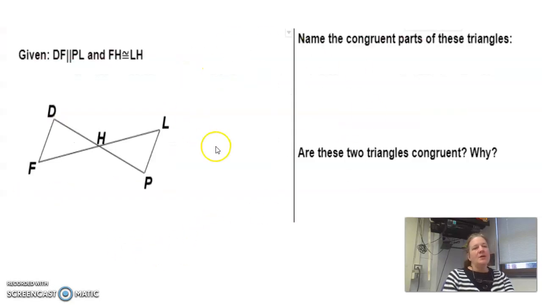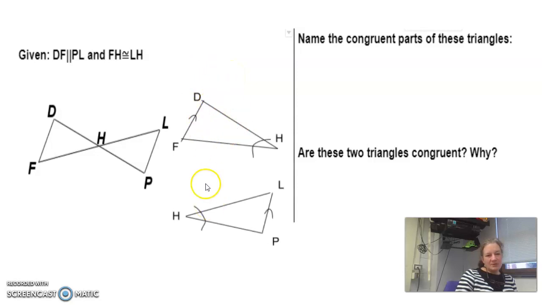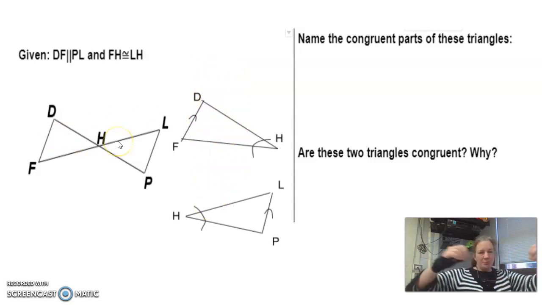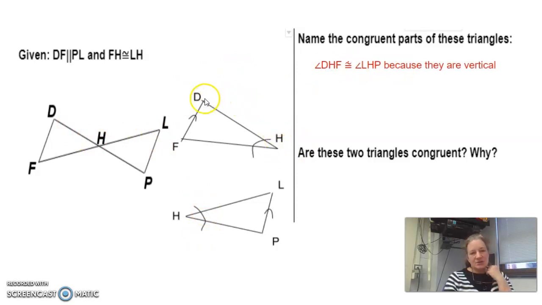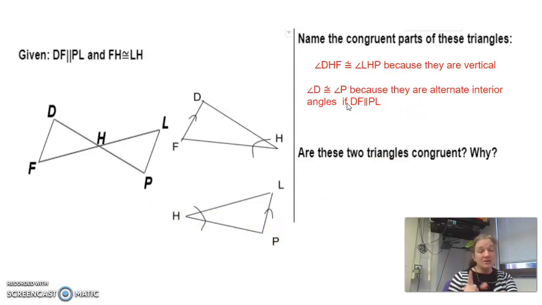There we go. So now I'm looking at these two triangles. I'm going to separate them, just pull them apart. I know that angle H is congruent to angle H because of vertical angles. I need to be specific, so I can't say angle H and angle H. I'm going to say DHF is congruent to LHP because they're vertical. We can mark it. That's one thing we're allowed to mark because vertical angles are always congruent.